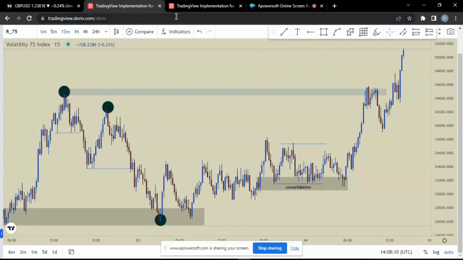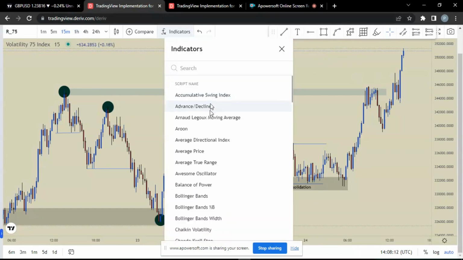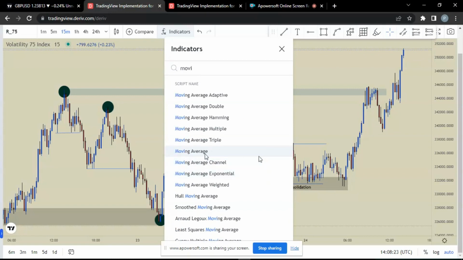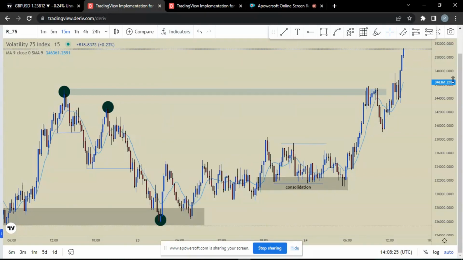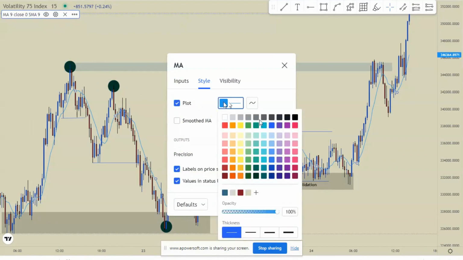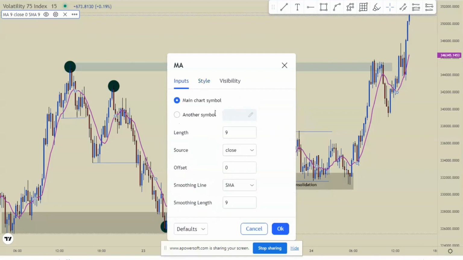So now, for these indicators, let me give some of the most popular ones. Moving averages. So someone could use a moving average. Let me change its settings and its visibility. Let's make it which color? I think we can make it of that color, and then we can change its period here, or its length.